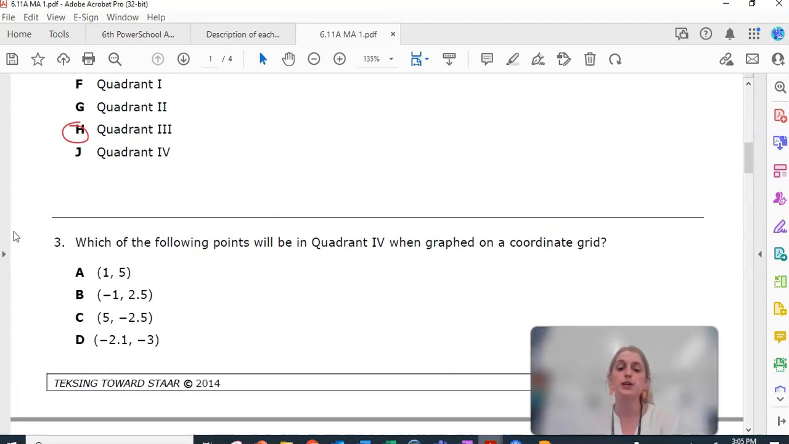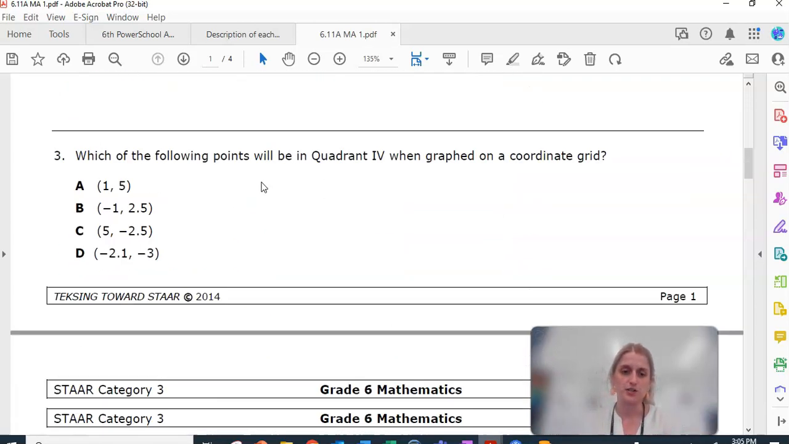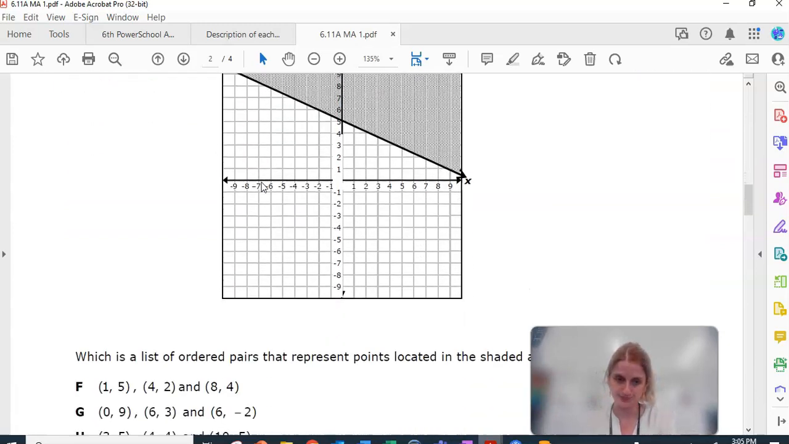Which of the following points will be in quadrant four? Same deal. I would start by checking. Okay, there's quadrant four right here. Which one matches with a positive x and a negative y? On to the back. Ooh.